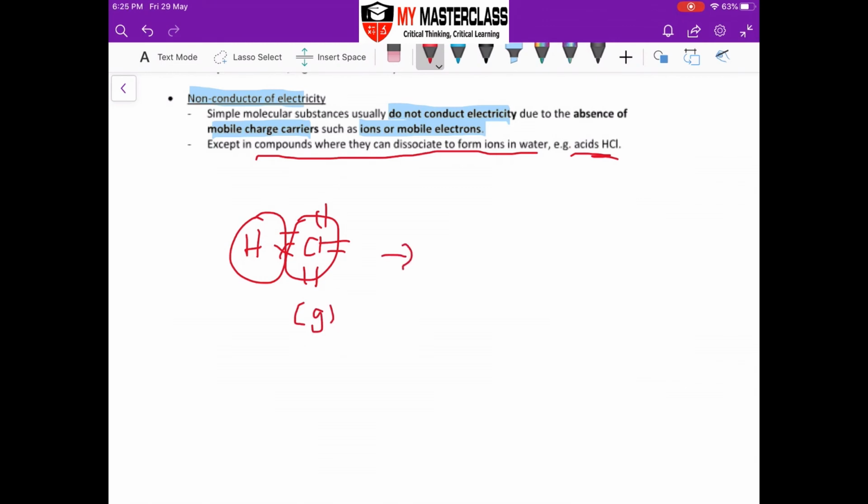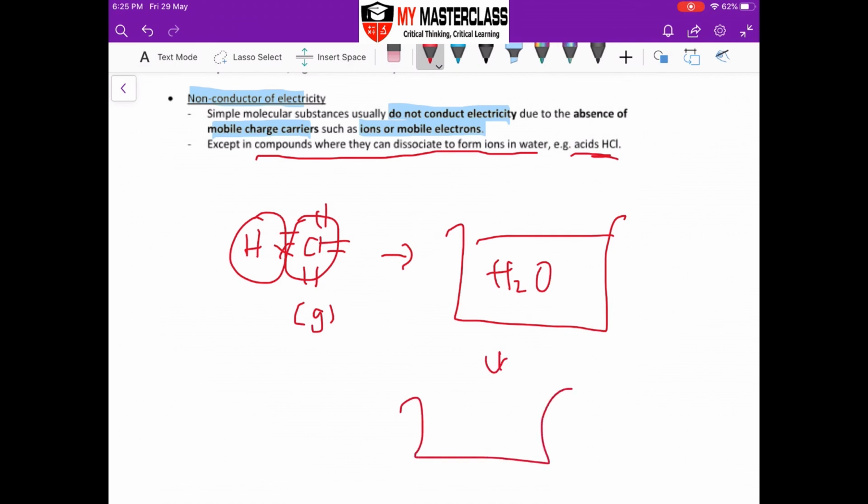But when I put this HCl inside water, a beaker of water, they will dissociate or ionize or dissolve to form H plus and Cl minus. So H plus and Cl minus, these are charge carriers. So they are mobile charge carriers. The hydrogen ions and the chloride ions will act as charge carriers to conduct electricity. So there are special cases for your simple covalent compounds to conduct electricity.